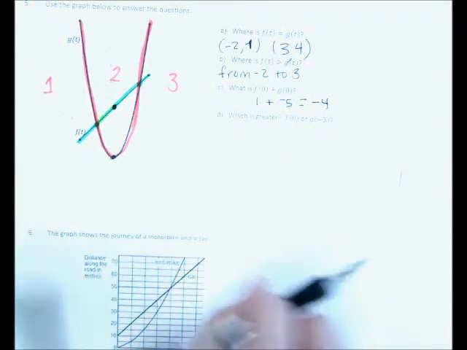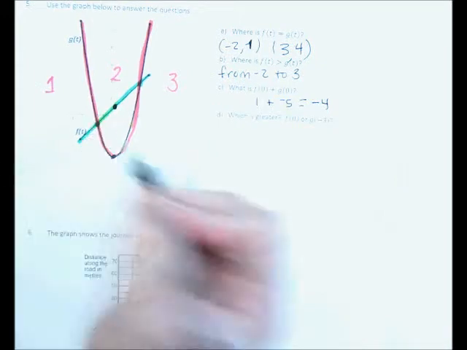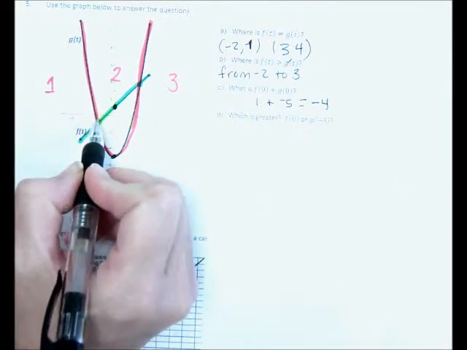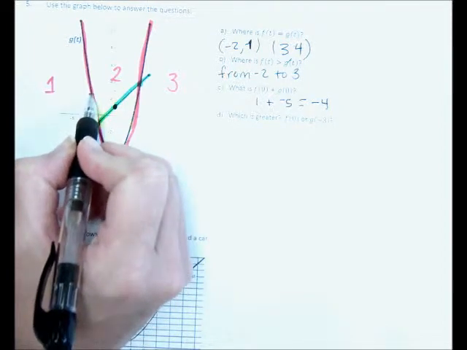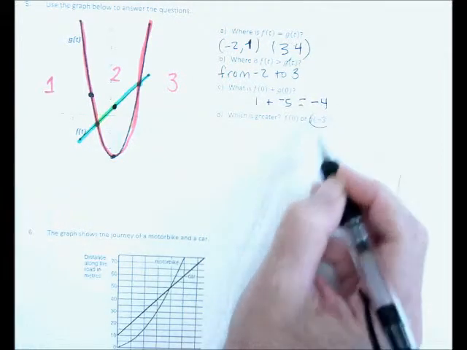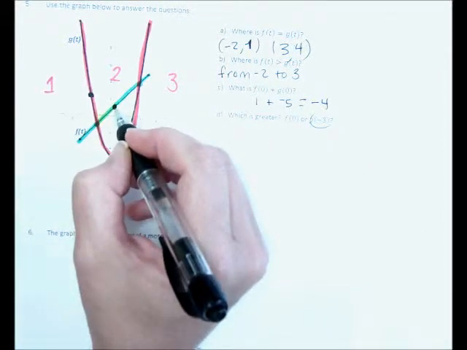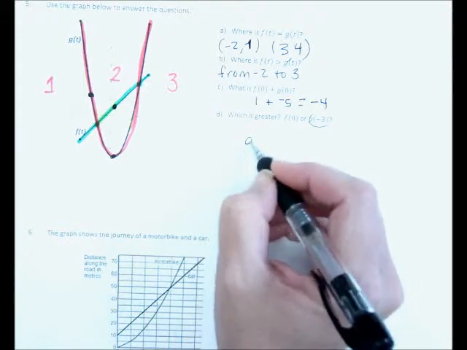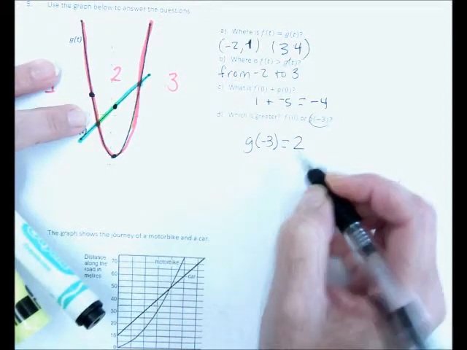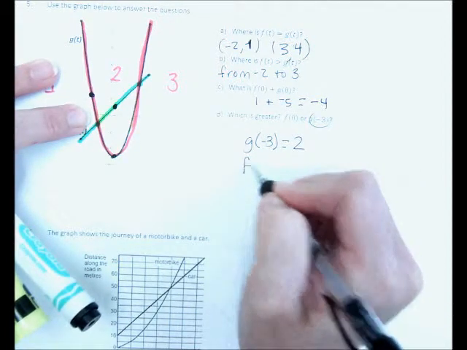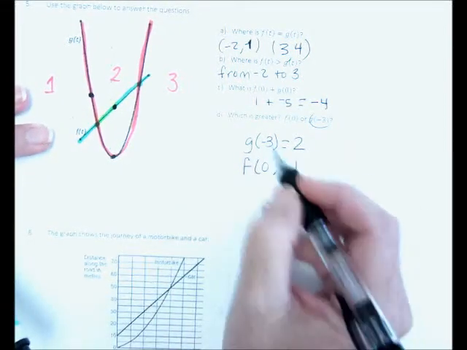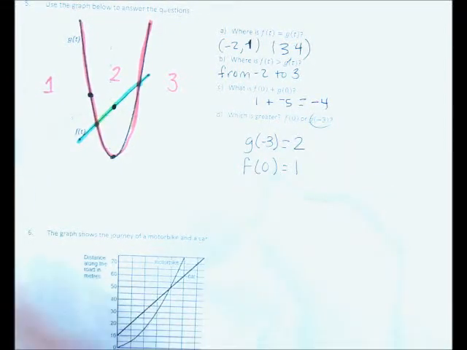The next one, it asks you which is greater. Is this point greater than when the red graph is at -3? And that would be right here. And you can see that this point at g of -3 is going to be greater than this point at f of 0. So g of -3 appears to be 2, whereas f of 0 appears to be 1, and so 2 is greater than 1, so g of -3 is greater than f of 0.